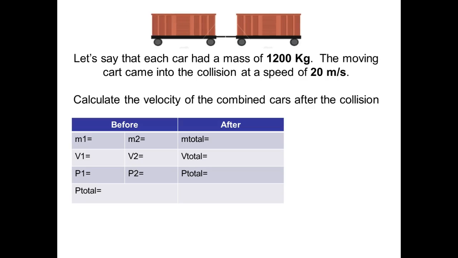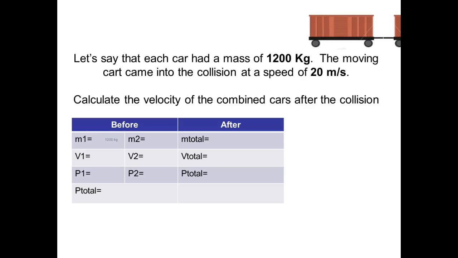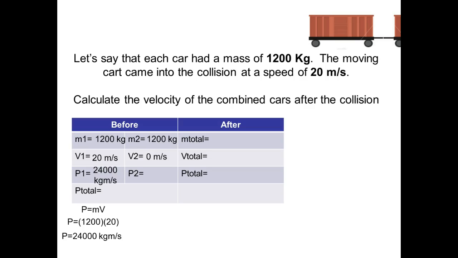So the cars are going to collide together. They both have a mass of 1,200 kilograms. The mass of car 1 and the mass of car 2, 1,200 kilograms. Car 1 is moving at 20 meters per second, so a velocity of 20 meters per second forward. The second car is not moving at all, so it's 0 meters per second. I can find the individual momentums of both of these cars. 1,200 times 20 gives me 24,000 kilogram meters per second. That's the momentum of the first car, the product of its mass and its velocity.